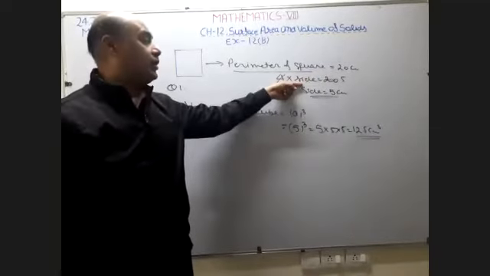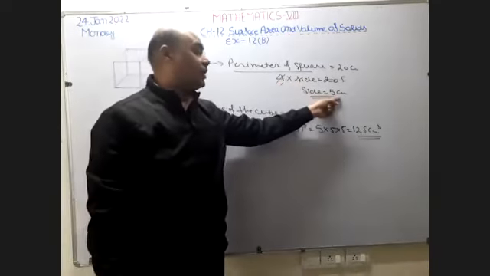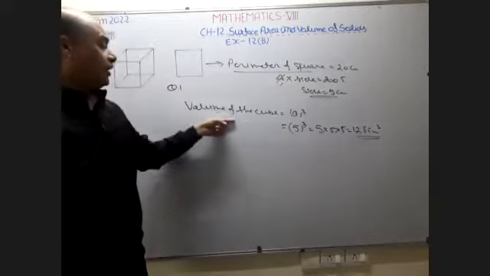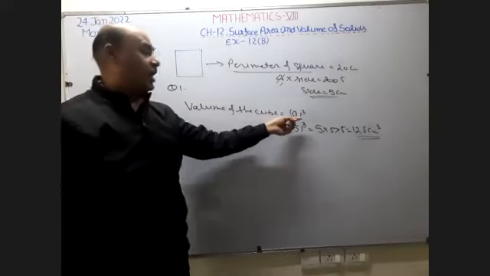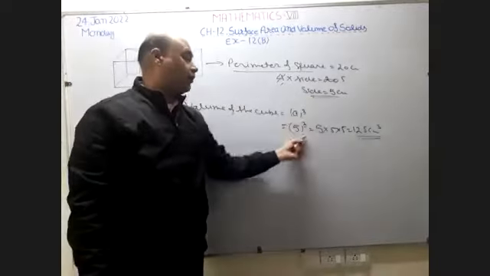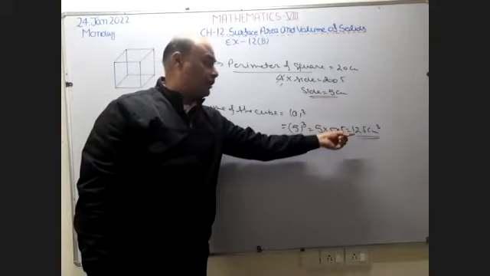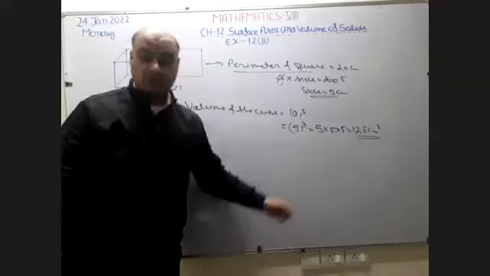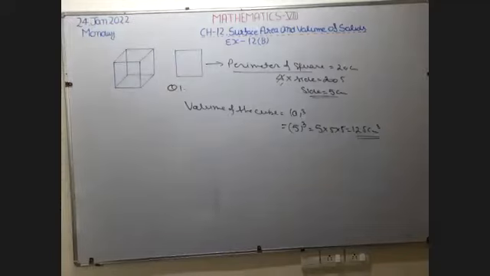Use formula 4 into side. The side becomes 5 centimeter. In this question, we want to find the volume of the cube. The formula is a cube. So a becomes 5. So 5 cube equal to 125 centimeter cube. So this is the answer of first question. I hope it is clear to everyone.